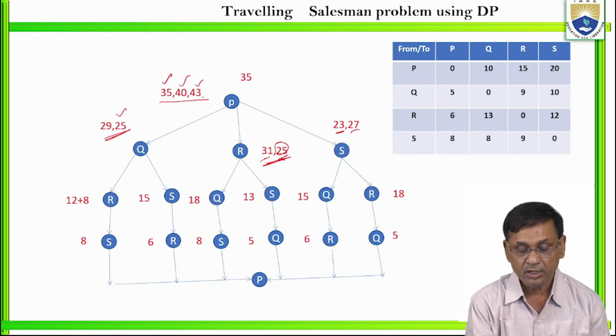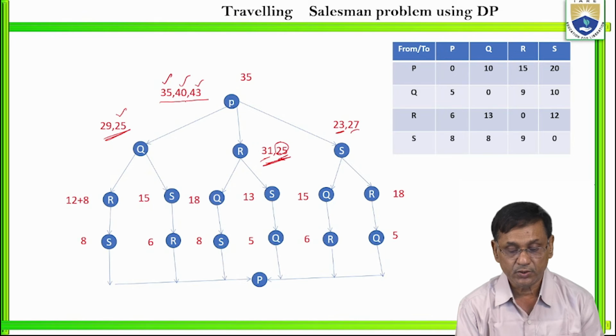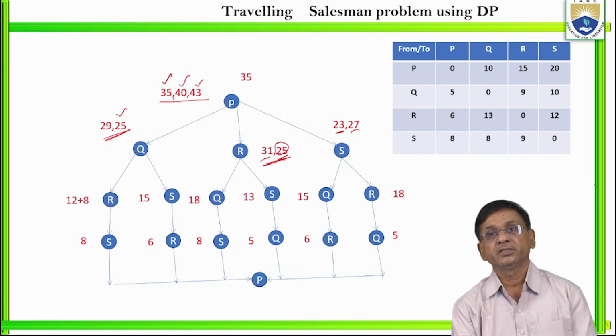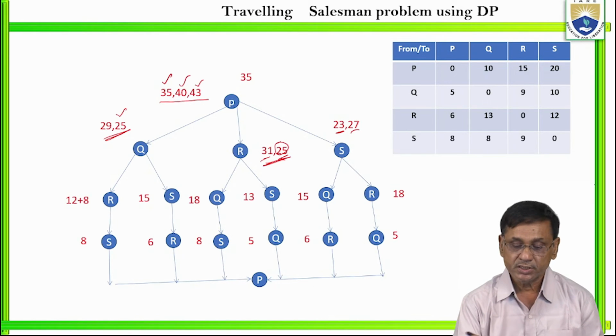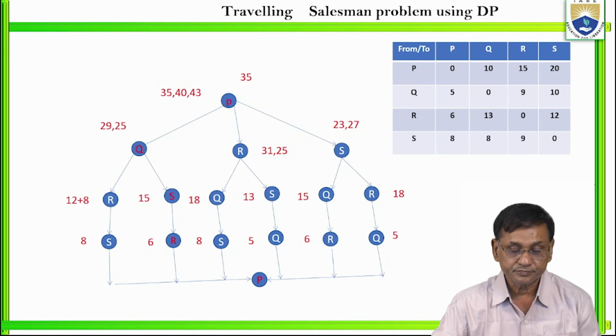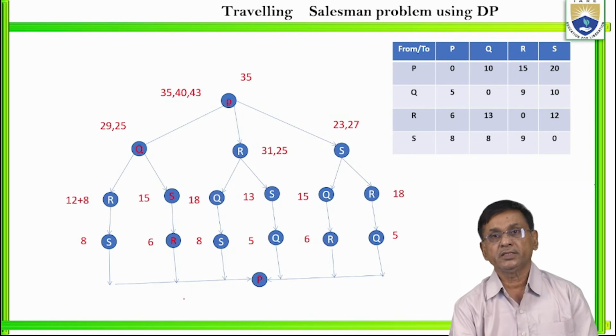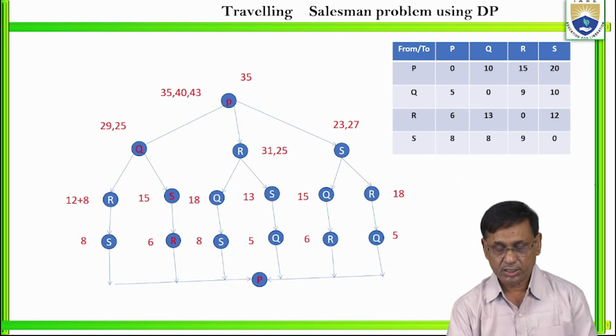So three costs corresponding to the three routes. So in this we have to select the lowest one. The lowest cost is 35. So the route is this one. So that is highlighted here. Now you see the route P to Q, Q to S, S to R, R to P. So like that we can find out the route.